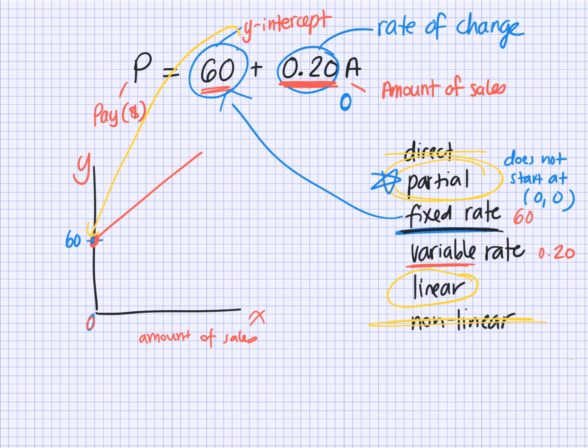Think of it like a percentage. He's getting 20% of his sales, 0.20. So every time he makes a sale, he's going to get 20%. So you're right, I know what you're saying, but let's say he makes $100, he's going to get 20% of 100. Then if he makes $200, he's going to get 20% of 200.